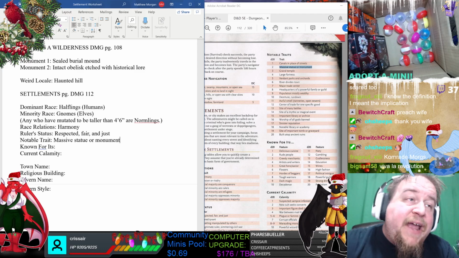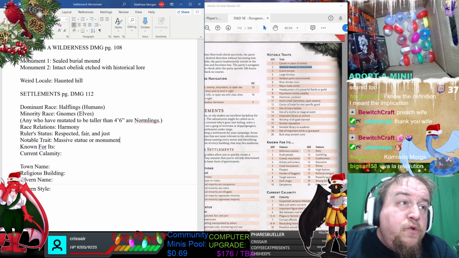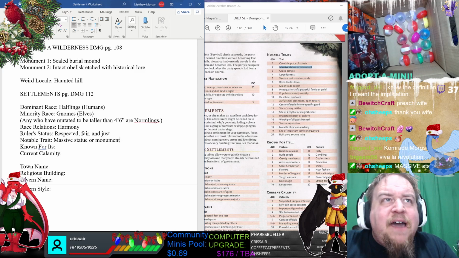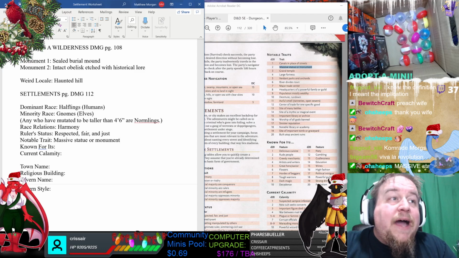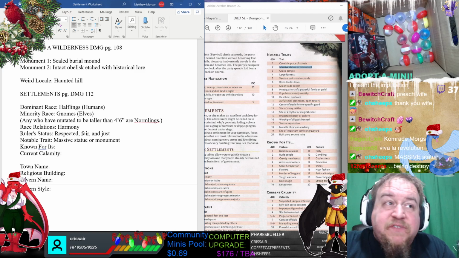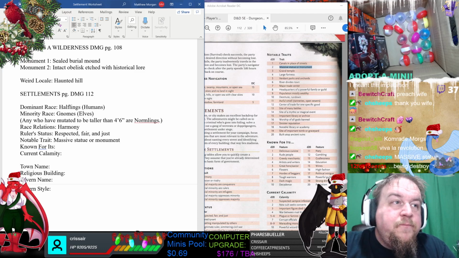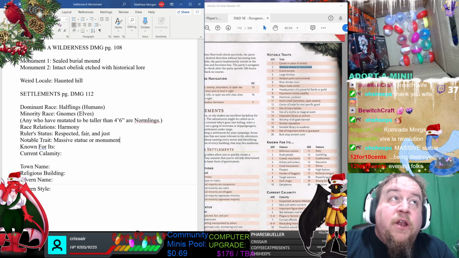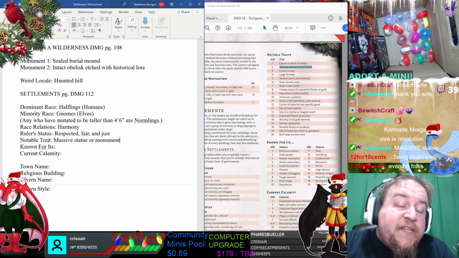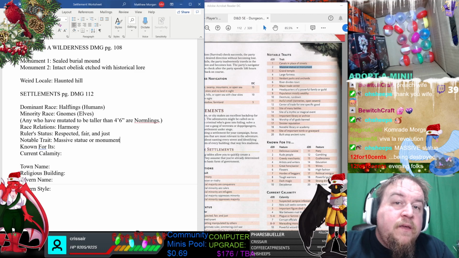And we can stop and ask ourselves, is this new? Is this old? Does it have anything to do with the obelisk that's etched with historical lore? Well, yeah, I mean, someone had to erect that massive statue. Is it new? Is it old? Or, as Popo Potatoes was indicating, what if that's a sign of things to come? What if the statue is new?